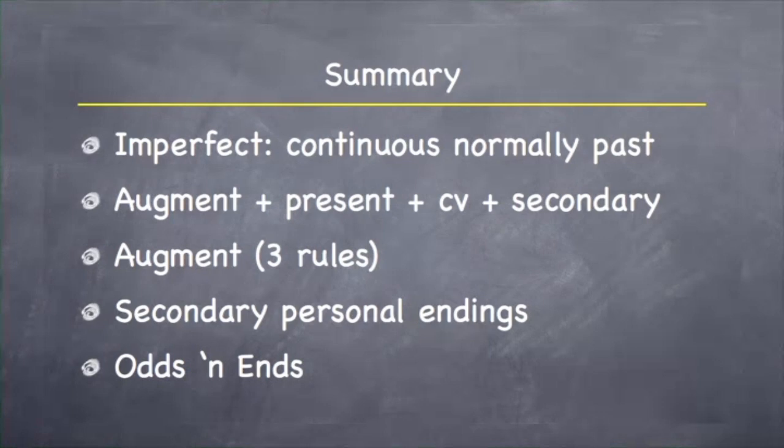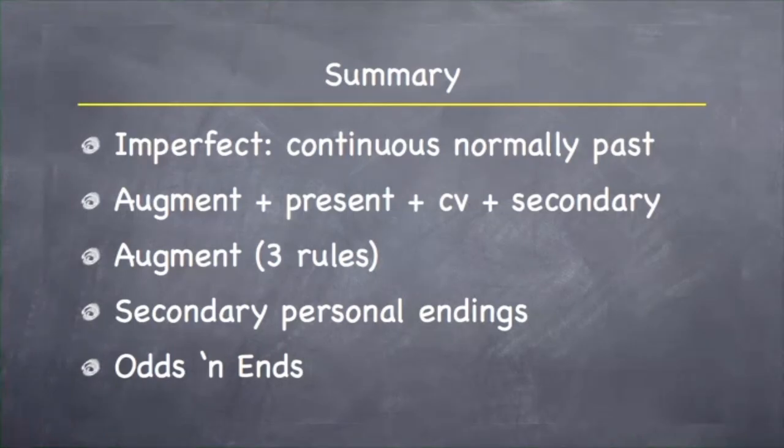And rule 3 has to do with verbs beginning with a diphthong. We do one of two things with verbs beginning with diphthongs. One is that we lengthen the first vowel of the diphthong, and if the second vowel of the diphthong is an iota, it will subscript. Or, if the verb begins with a diphthong, we may do nothing at all and just let it sit.